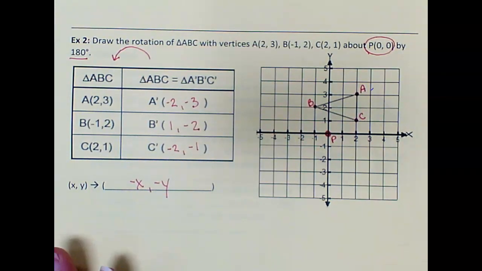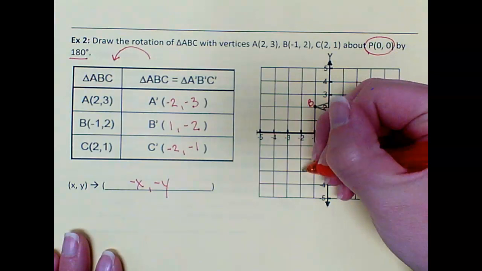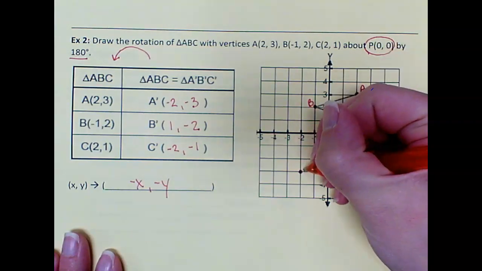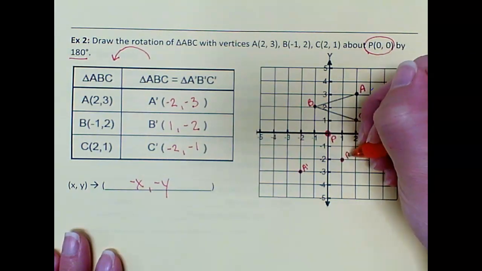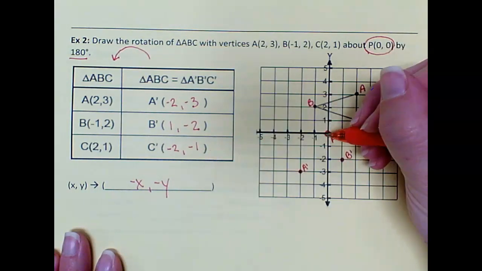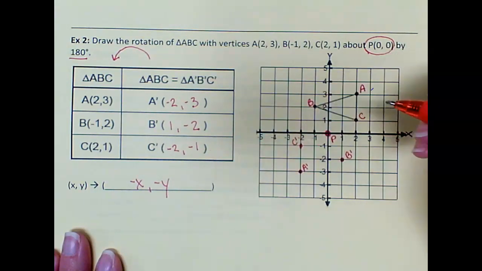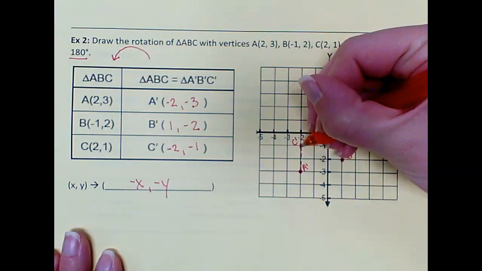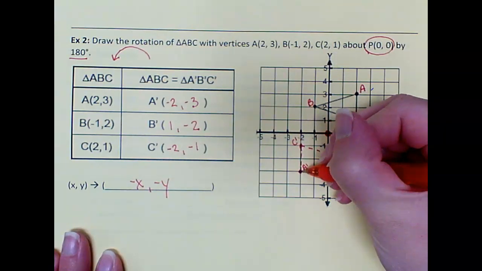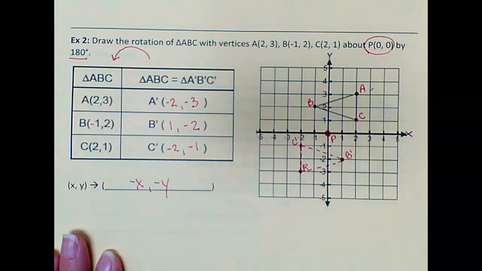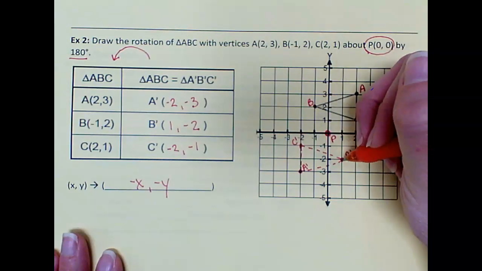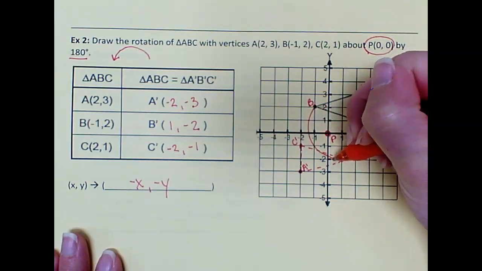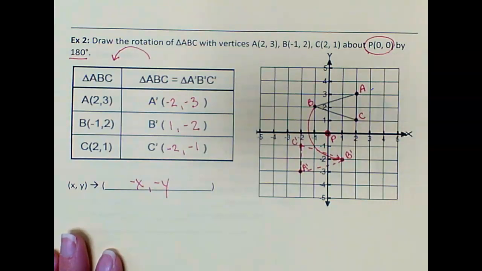So let's see what that looks like. Point A prime is at (-2, -3). Point B prime is at (1, -2). And point C prime is at (-2, 1). So here is my image, which looks about right. So I take from B to B prime, I rotate 180 degrees.